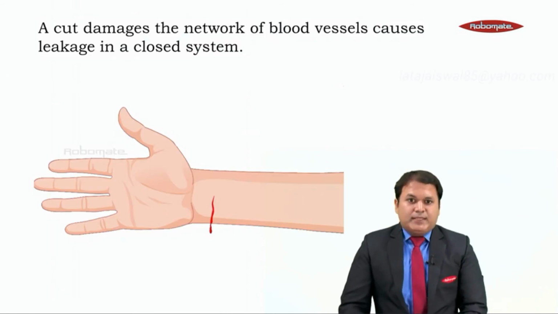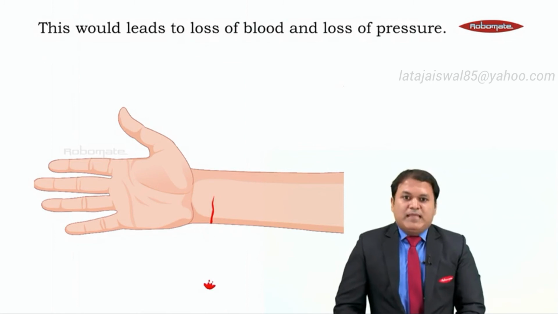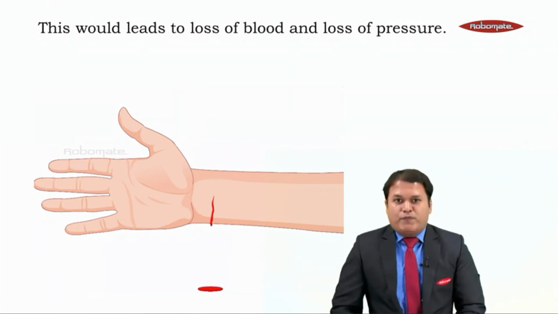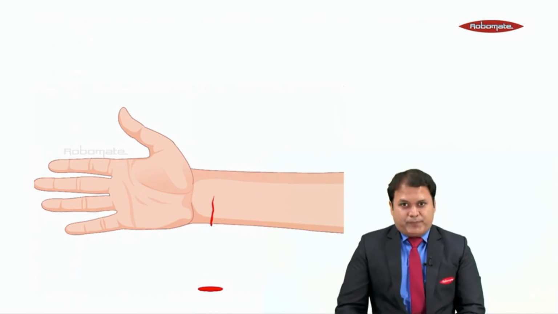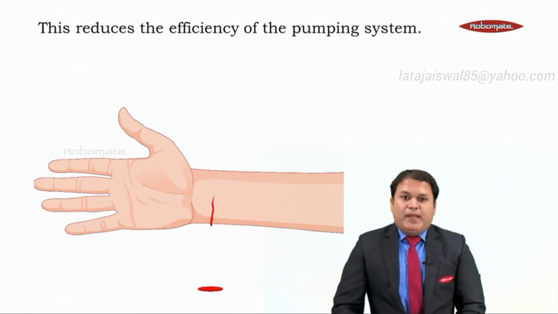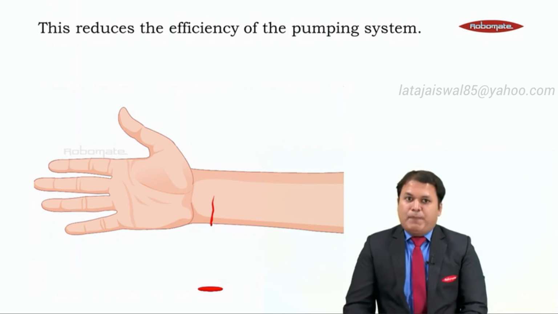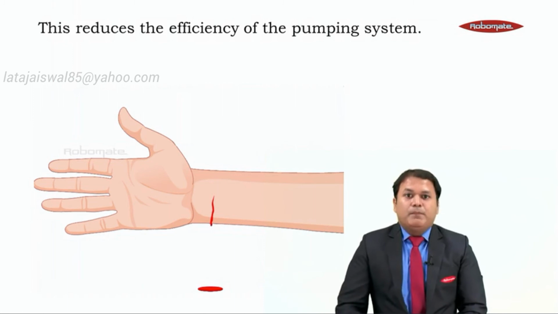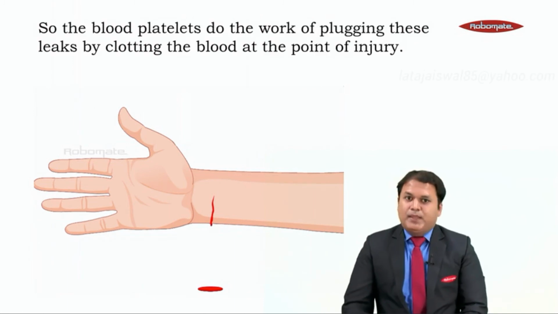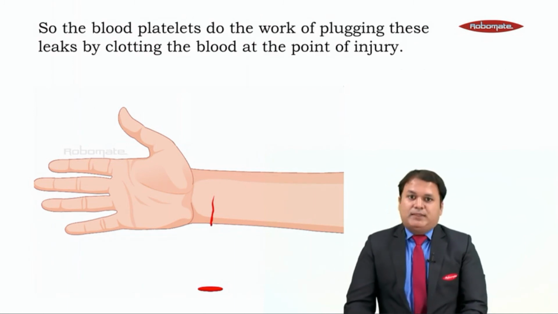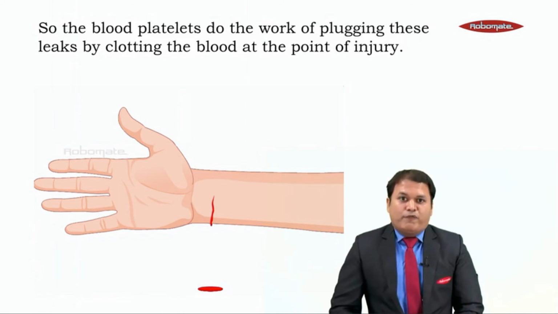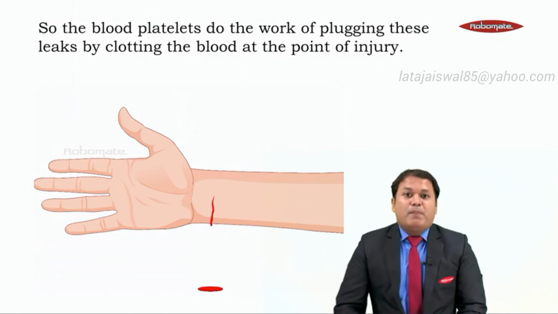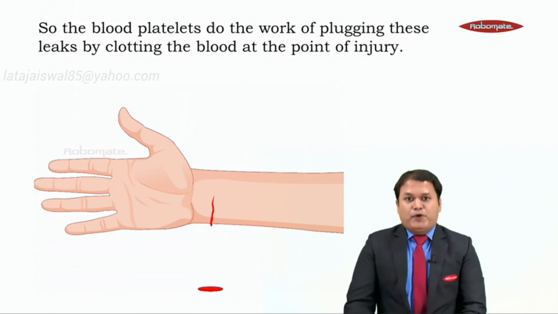Imagine there is a cut in the hand. Now we all know that a cut damages the network of blood vessels, and this would lead to loss of blood and also loss of pressure. So obviously it reduces the efficiency of the pumping system. Now how will this particular cut be plugged? Let's understand. The blood platelets are the cells which do the work of plugging these leaks. And how do they do this? They do this by clotting the blood at the point of injury.